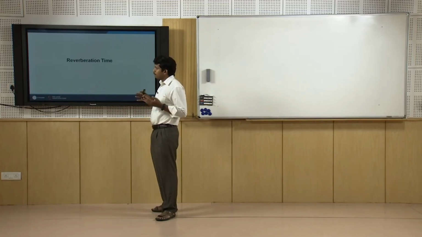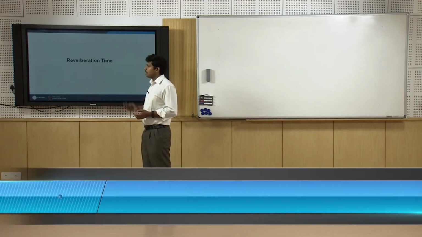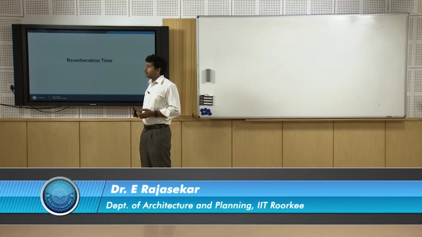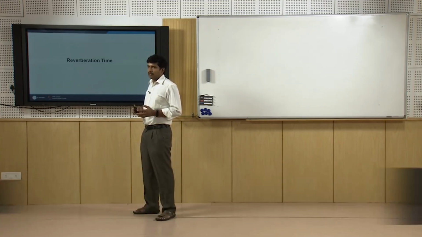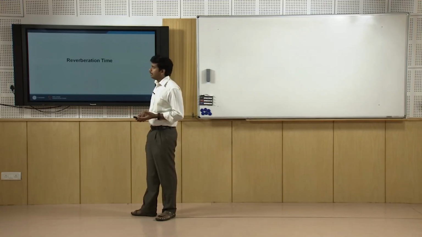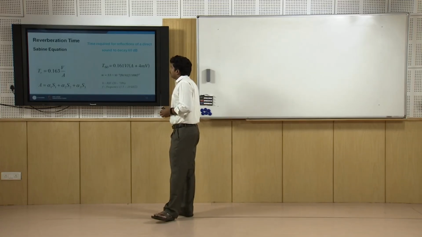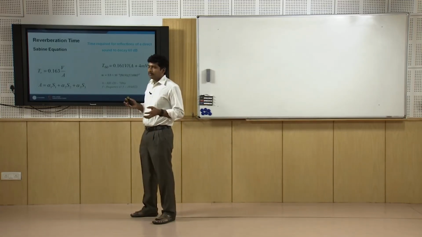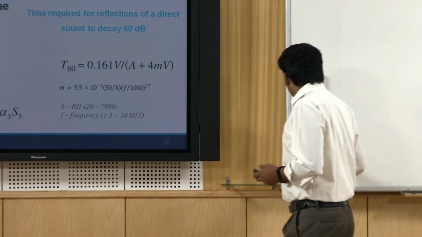We will look at one of the important indicators for the indoor acoustic quality. It is a very common term, in day to day use: reverberation time. This is one of the first indicators, but not the only indicator of acoustic quality. Among several indicators, this is the most commonly used and one of the simple indices which you have to understand. Reverberation time is the time required for the reflections of a direct sound to decay by 60 decibels.